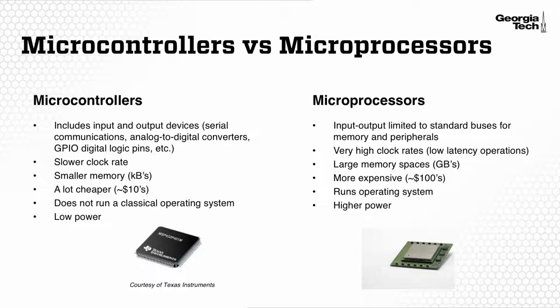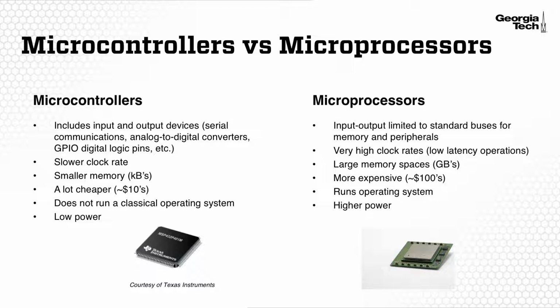Microcontrollers also have a much smaller memory space than microprocessors. Typically, on microcontrollers, we'll see memory spaces in the kilobytes range versus very large memory spaces for modern microprocessors in the gigabytes range. One thing you'll notice when buying a microcontroller is that it's a lot cheaper than buying a microprocessor. Microcontrollers are typically in the tens of dollars range or even cheaper than that, versus microprocessors, which are usually a lot more expensive, in the hundreds of dollars per unit.